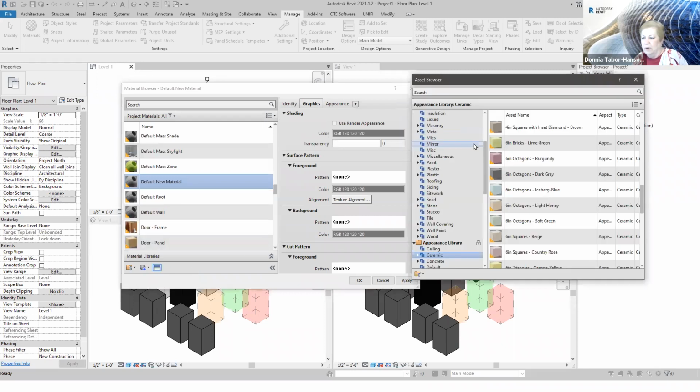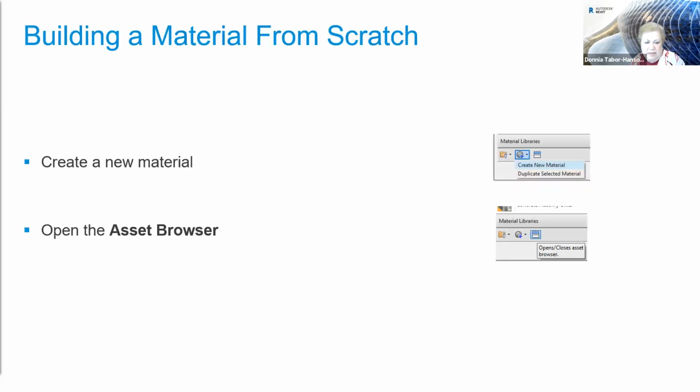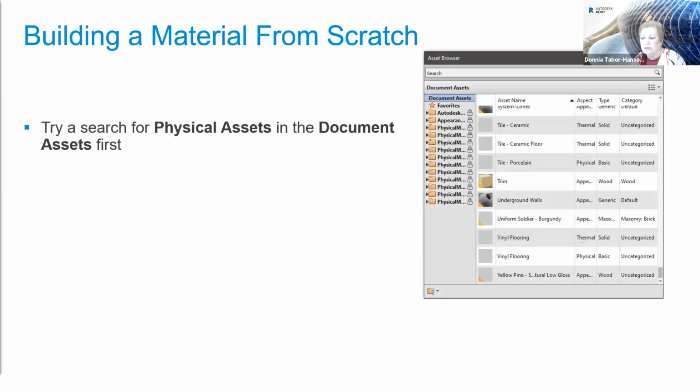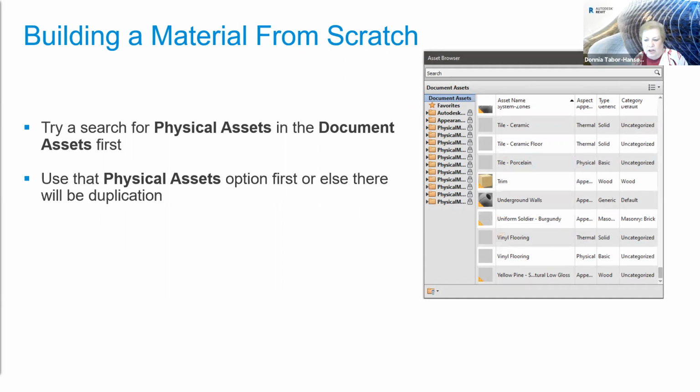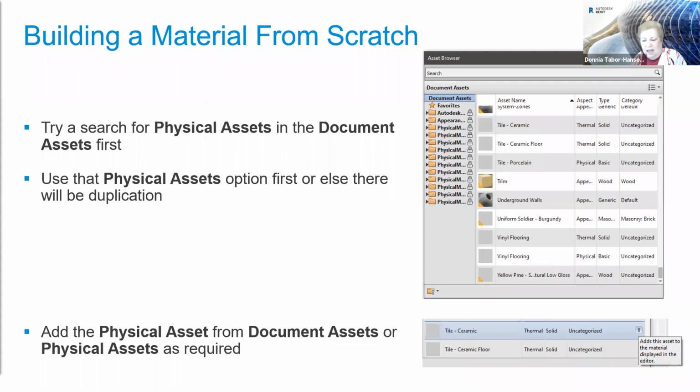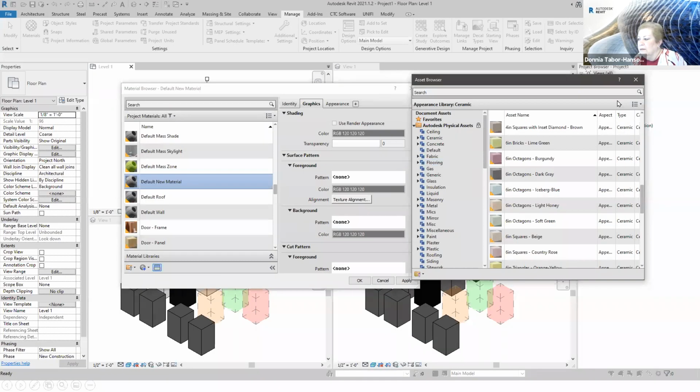I'm going to open the asset browser. The first thing I want to do is try to search for physical assets in the document asset first so we don't duplicate. And I can use that physical asset option first, or else there will be duplication, exactly. And then all you got to do is just push it over. So I have got a material that has graphics and appearance. I don't have anything physical.